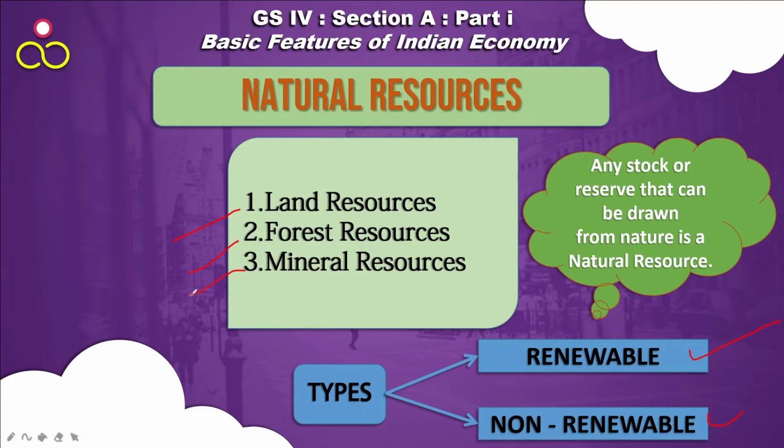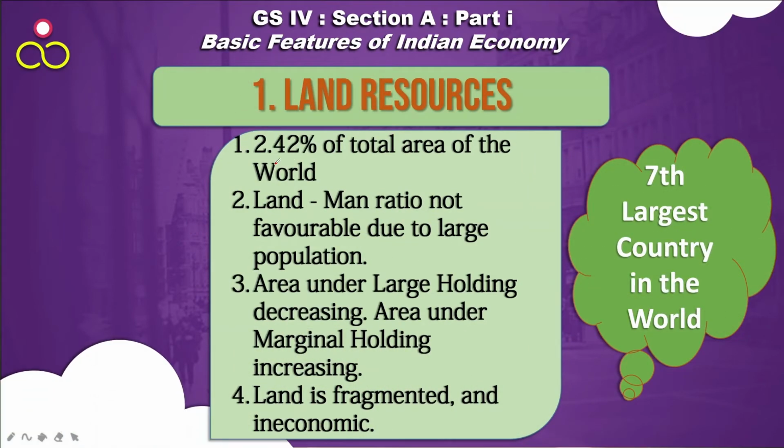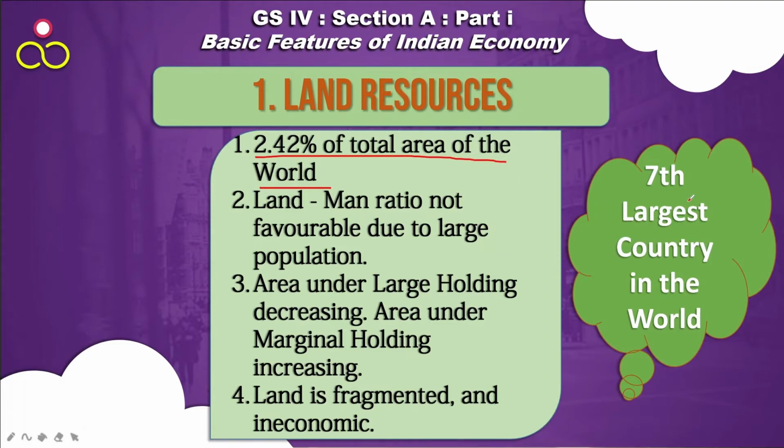Mainly three types: land resource, forest resource, and mineral resources. Coming to the land resources, 2.42% of the total area of the world is Indian geographical area. It is the seventh largest country in the world. But since the population is large, the land man ratio is not favorable. The land is less in terms of the number of people using the land, because the large holdings of agriculture are decreasing. It's an issue in Indian agriculture, and the new technologies which are implemented do not give the desired output. Okay, the marginal holdings are increasing day by day. The fragmentation of land is happening, which is not economic. So we can see the land resources are there, but there are some issues in that.